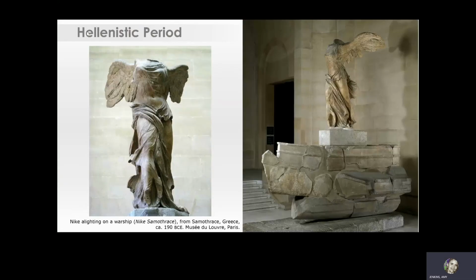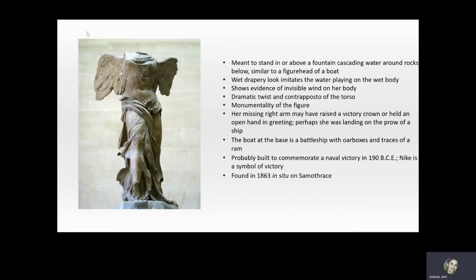Hellenistic period, Nike alighting on a warship. Nike of Samothrace, from Samothrace, Greece, circa 190 BCE. She's meant to stand in or above a fountain, with water cascading around rocks below, similar to a figurehead of a boat. It has wet drapery. It imitates water playing on a wet body. It shows evidence of invisible wind on her body. There's a dramatic twist and contrapposto of the torso. There's monumentality of the figure.